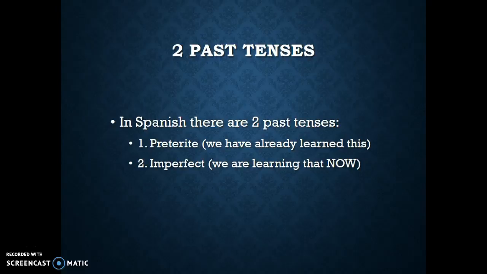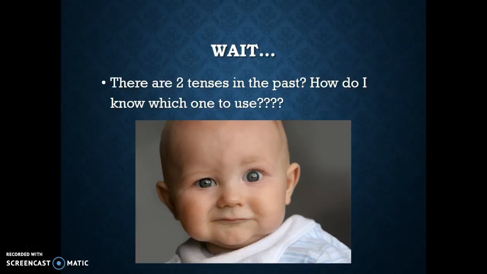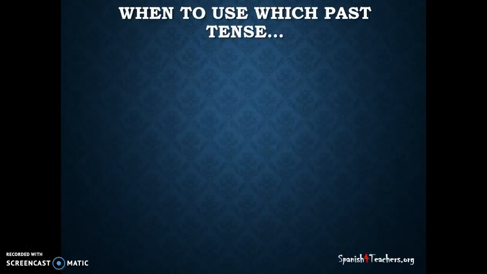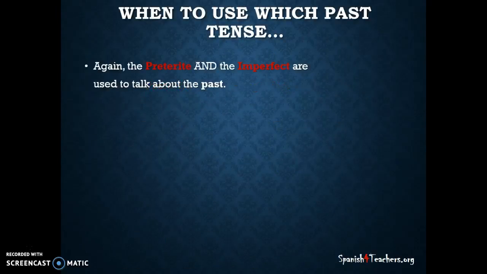There is number one, the preterite, which we have already learned, this one. And número dos, the imperfecto, which is what we are learning right now. And I know you're probably thinking, wait, there are two tenses in the past. How do I know which one to use? So glad you asked. So, when to use which past tense?